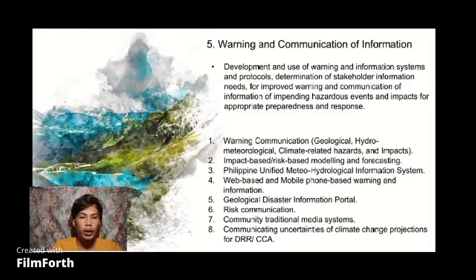First is warning communication, geological, hydrometeorological, climate-related hazards and impacts. Second is impact-based, risk-based modeling and forecasting. Third is the Philippine Unified Meteorological Information System. Fourth is web-based and mobile phone-based warning information. Fifth is the Geological Disaster Information Portal. Sixth is risk communication. Seventh is community traditional media systems. And last but not the least, communicating uncertainties of climate change projections for DRR or CCA.